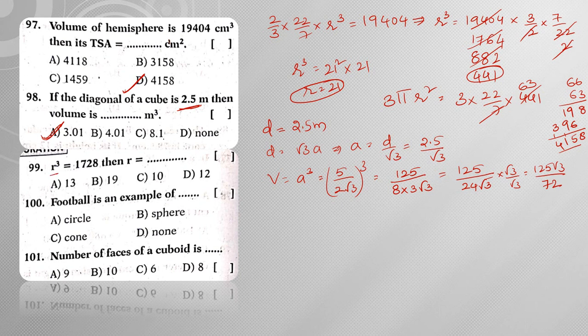Next, r cube is equal to 1728. So 1728 is nothing but 12 cube. So from this, r can be written as 12. Next, football is in the shape of a sphere. Next, number of faces of cuboid is 6. And if we ask about edges, edges is 12, already we know. If you ask about vertices, total number of vertices are 8, right?